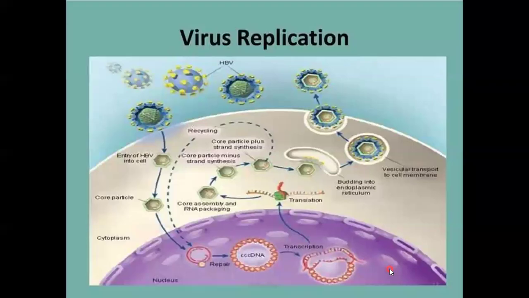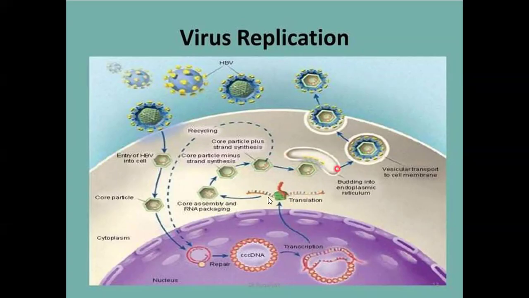Then we encode for certain proteins. Now the proteins that we know, HBS, HBC, HBE, okay? Once that happens, we go to translation. Now translation is where it's translated into the exact proteins. So the capsid protein, HBS, okay? All the proteins that we know, okay?